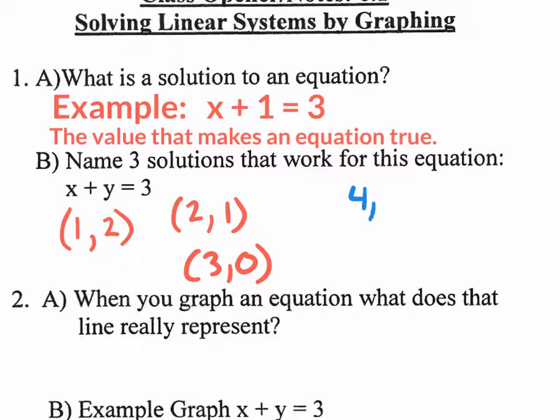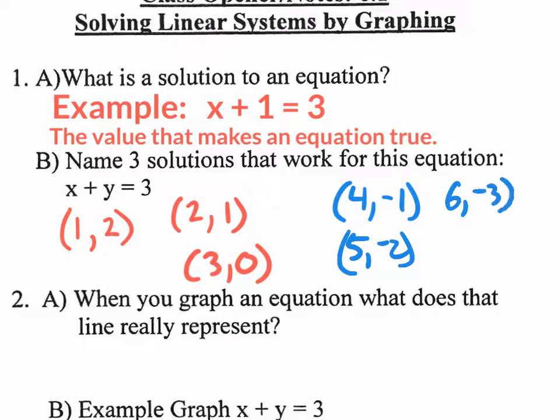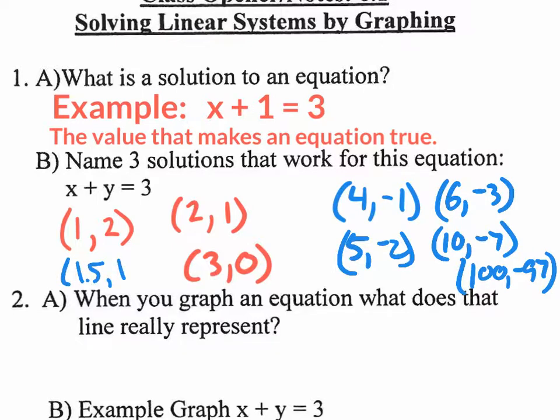It could be 4 and negative 1. Because if I plug in a 4 plus negative 1, that'll give me 3. Or it could be 5 and negative 2. Or it could be 6 and negative 3. Or it could be 10 and negative 7. Or it could be 100 and negative 97, right? And you could keep going forever. Not only that, you could even do decimals, right? That's pretty crazy. You could say 1.5 and 1.5. $1.50 and $1.50 is a total of $3. So there's truly an infinite amount of answers. You can't write down all the answers that exist to this equation because there's an infinite amount of answers.